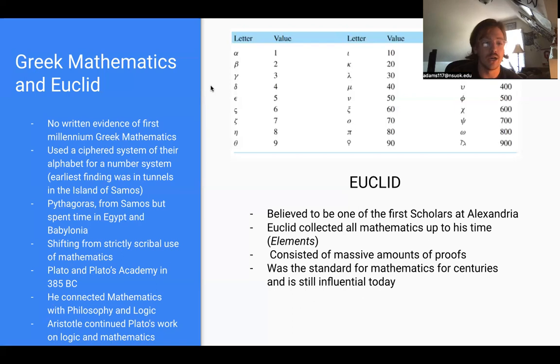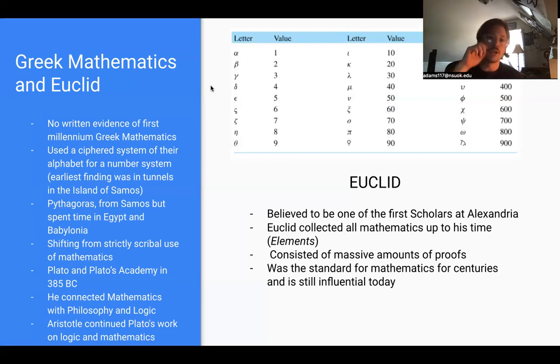We see Plato developing Plato's Academy, the school he founded in 385 BC. And we start to see, again, this continuation of the Greeks applying mathematics to philosophy and logic. Plato did a lot of work in putting mathematics in the same ballpark as logic. Aristotle was one of Plato's students who continued on this work with logic and mathematics and connecting those two.